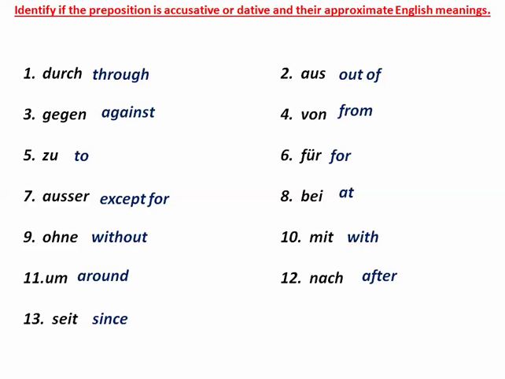There are a few prepositions that aren't mentioned here, such as entlang und bis, that are accusative, and gegenüber, which is dative. So there are a few extras, but these are the primary ones.